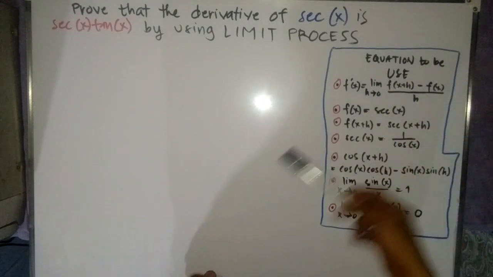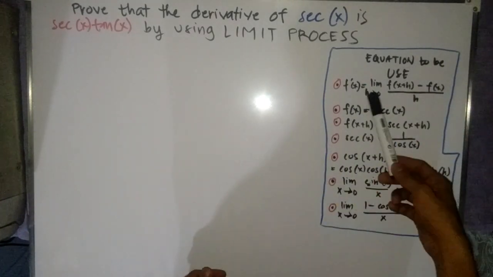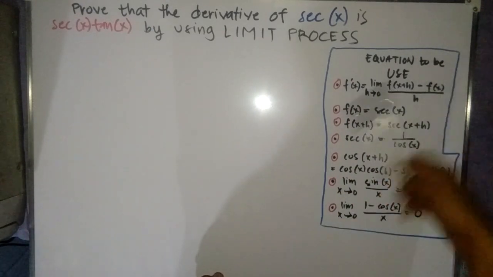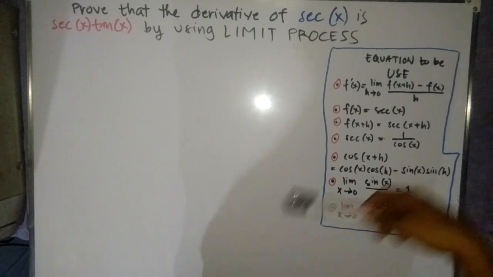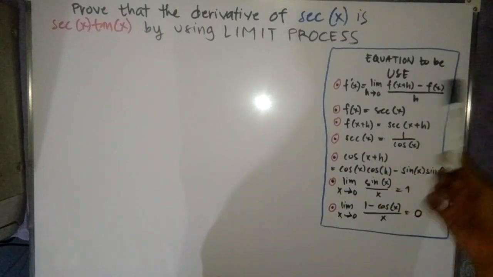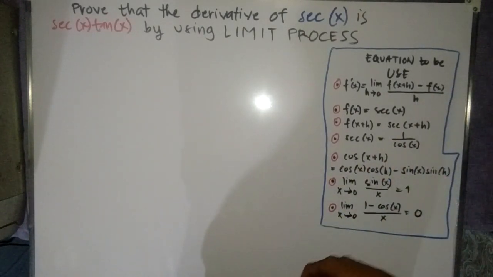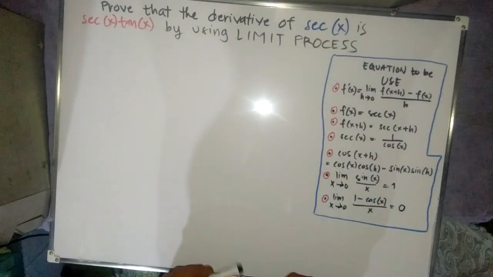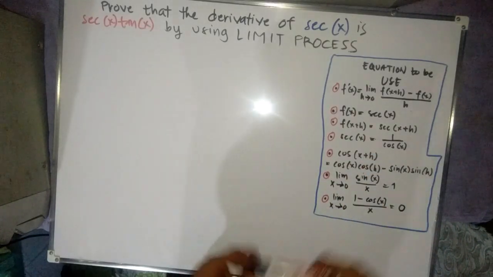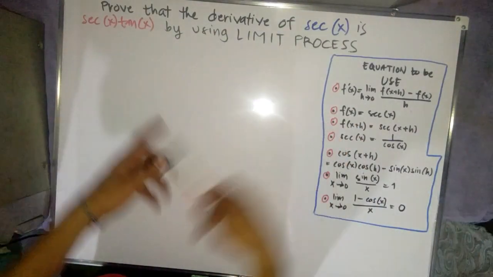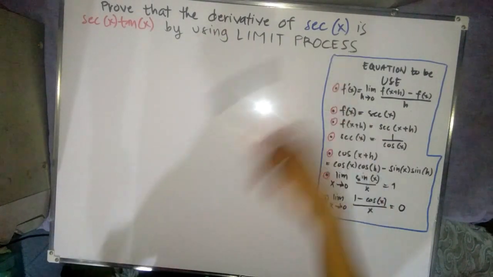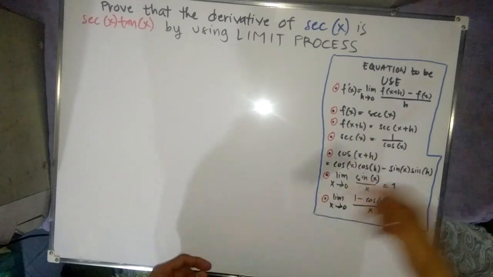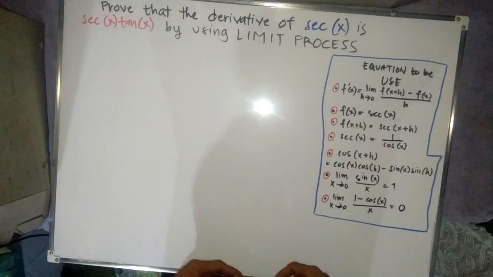F prime of x is equal to the limit as h approaches 0 of the function x plus h minus the initial function, or f of x, all over h. So the next one is function of x is equal to secant of x. So siya po yung ating i-prove na function. Sunod naman is f of x plus h is equal to the secant of x plus h.